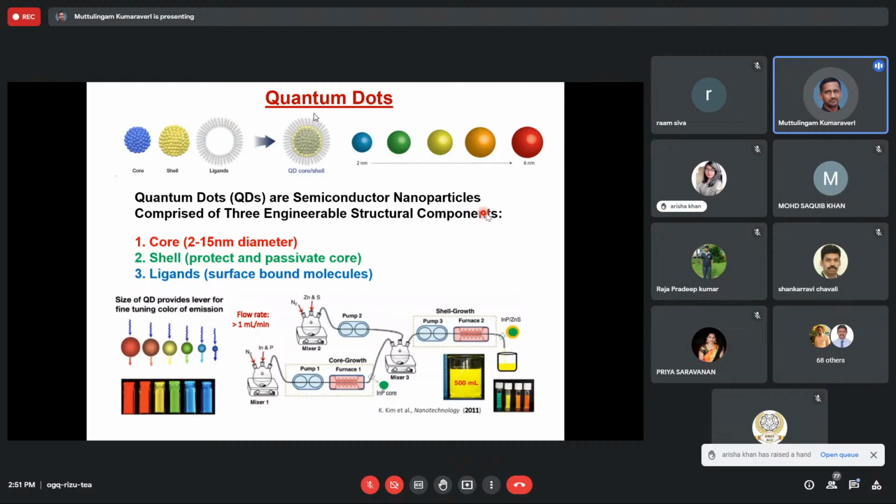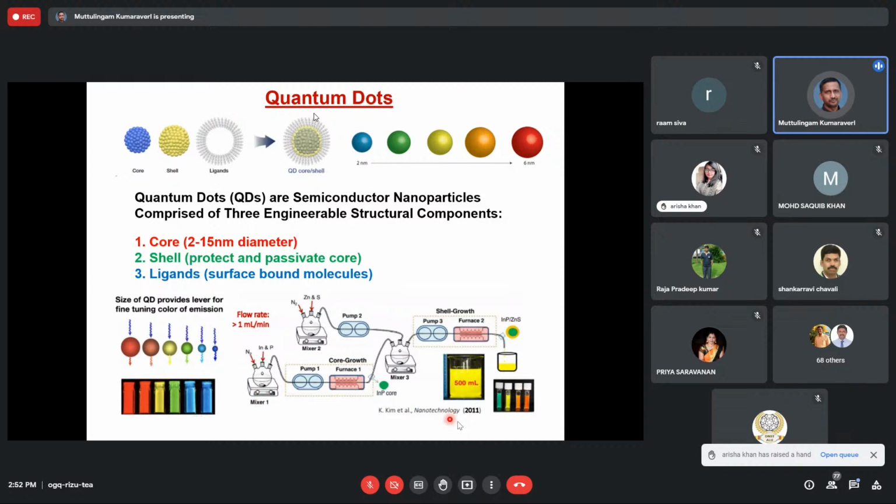Quantum dots are semiconductor nanoparticles comprised of 3 engineerable structural components. The core is 2 to 15 nanometers in diameter. The shell protects and passivates the core. Actually, the shell is another semiconductor that is protecting the core. Then we use the surface-bound ligands. So these are the 3 parts of these quantum dots.